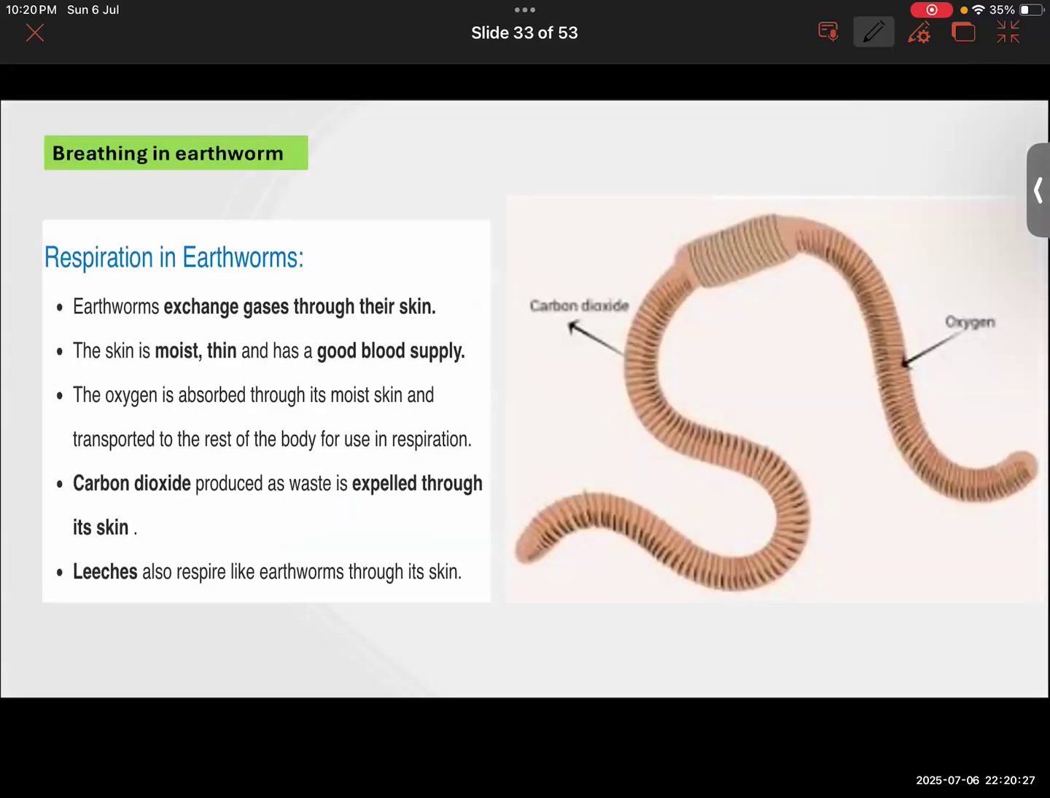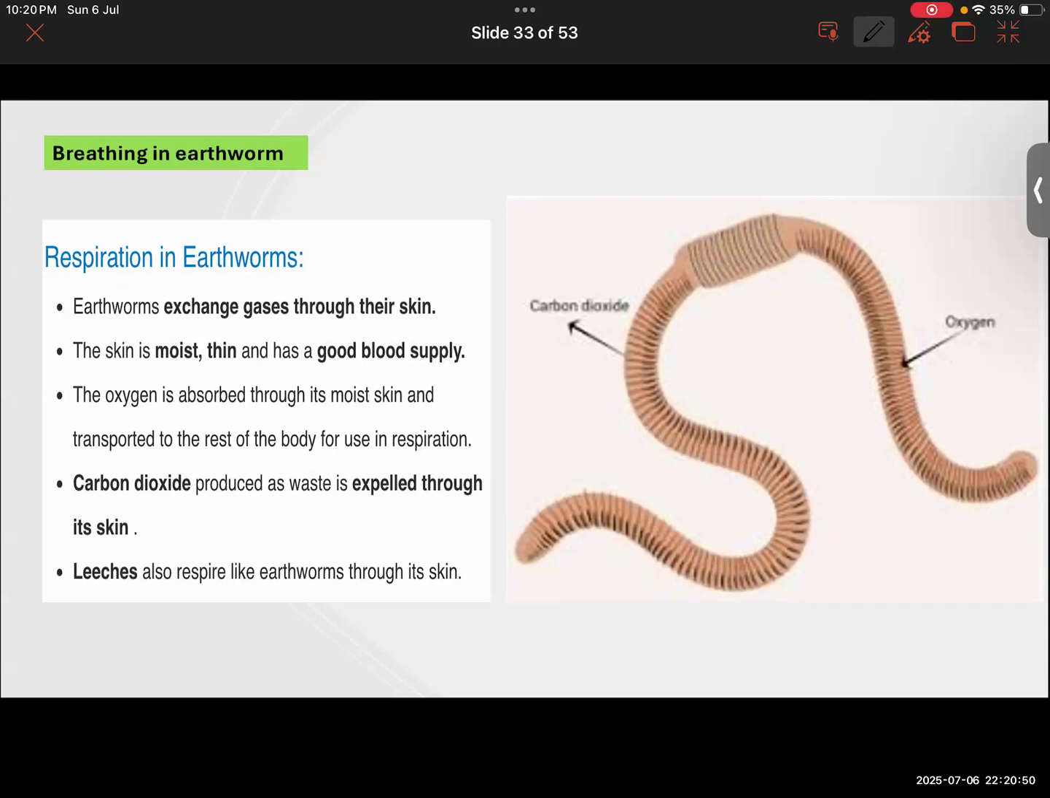Then next is the earthworm. Earthworms don't have special organs for breathing. They have neither gills nor lungs. All they have is a moist skin. So through this moist skin, they'll be doing the gaseous exchange.